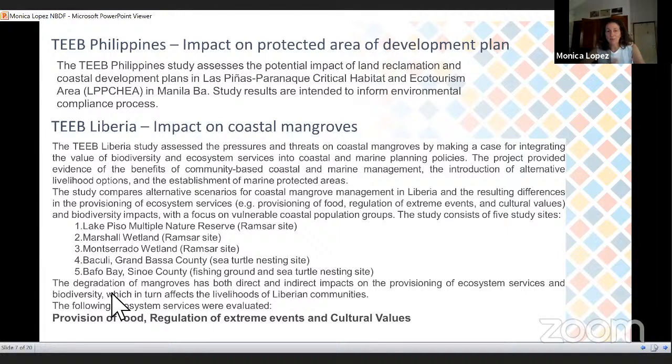And the ecosystem services that were evaluated there were also food provision, regulation of extreme events, because it was mangrove areas in the coastal, and cultural values, which I also appreciate hearing from a lot of the Nile Basin Initiative studies. So next one, please.